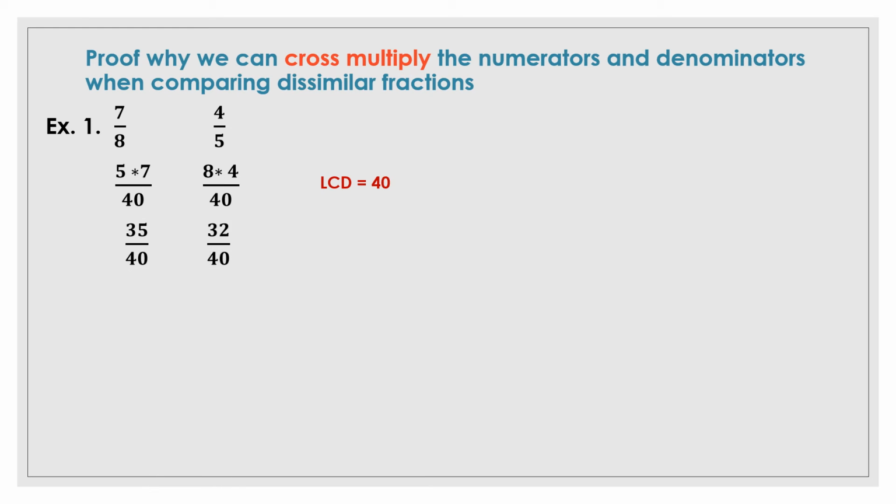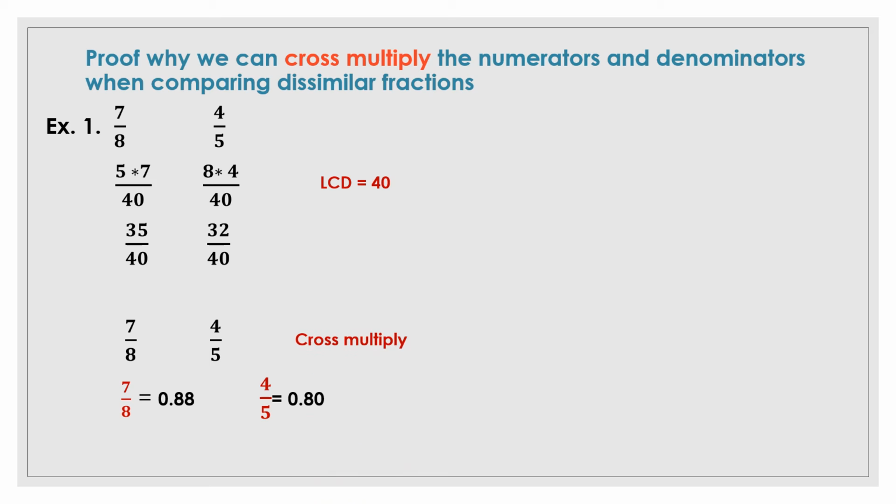So, simplifying, we have now 5 times 7, which is 35 over 40. Then 8 times 4 is 32 over 40. Sa decimal, we have 7 divided by 8, that is 0.88. Then 4 divided by 5 is 0.80. So you can see here that 7/8 is greater than 4/5 kasi yung decimal equivalent ng 7/8 ay 0.88. Yung 4/5 ay 0.80.